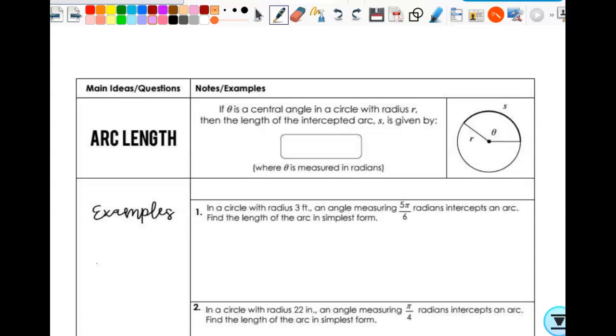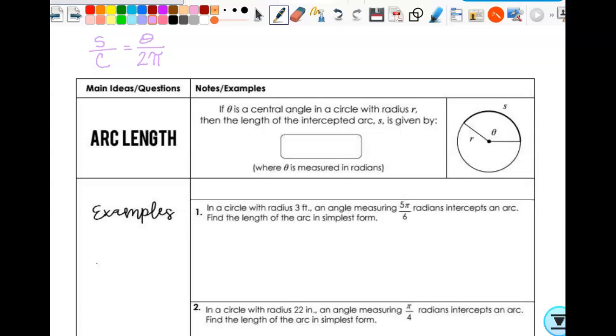So first of all, it says if theta is a central angle in the circle, so what makes it a central angle is that the vertex is at the center of the circle. We have radius r, then the length of the intercepted arc, this right here, is given by blank. All right, so let's set a proportion, something that we can totally understand. That arc length S is part of the entire circumference. Would you agree with that? And theta, that is related to S, is part of the whole way around, which is 2 pi radians. Okay, so part out of the whole, part out of the whole.